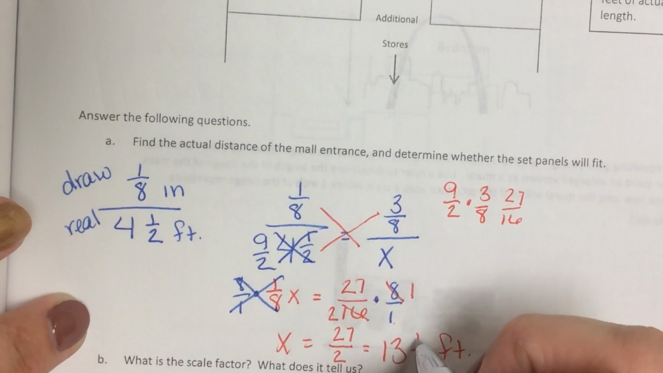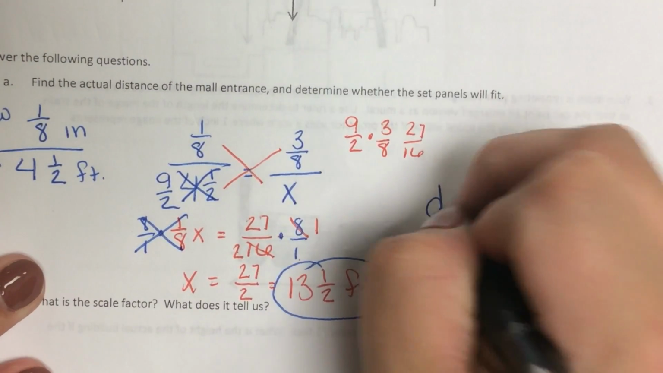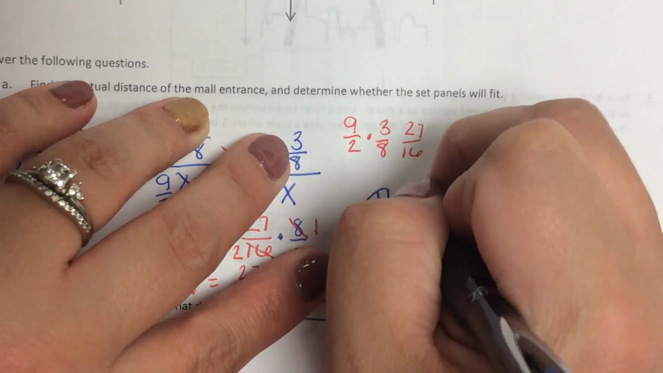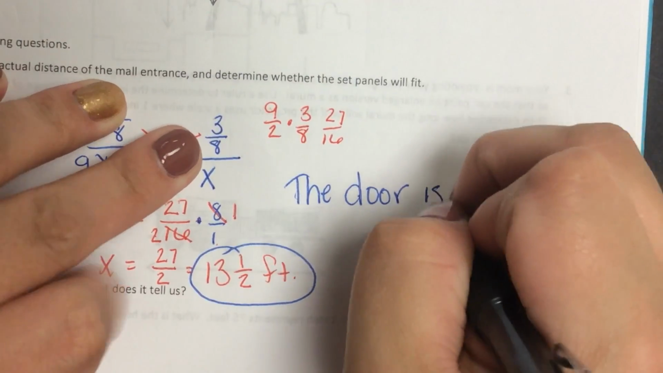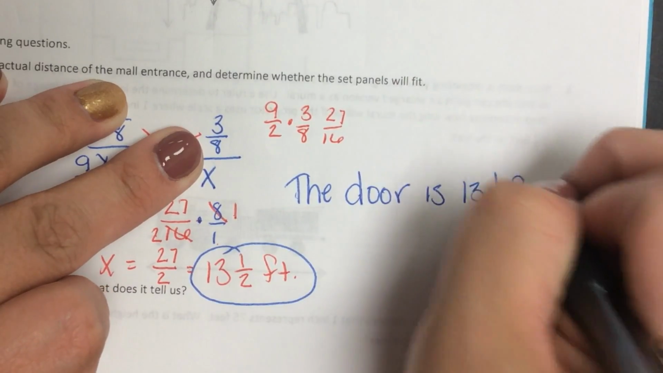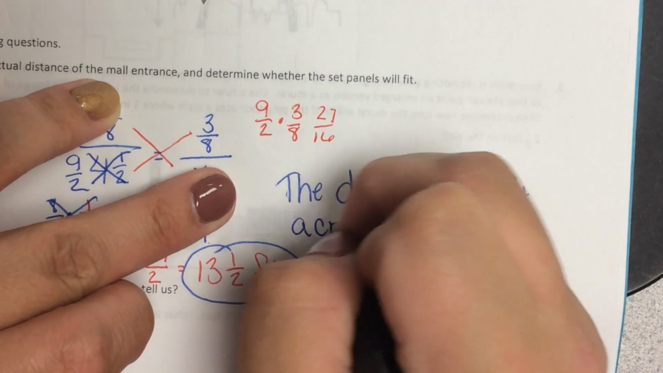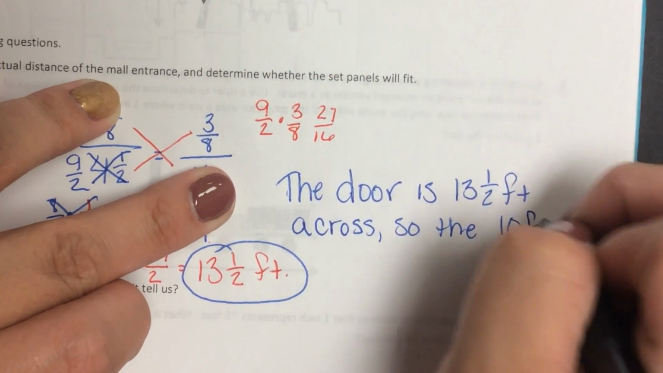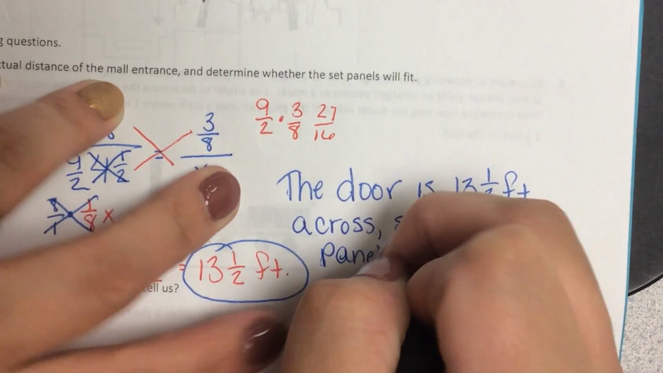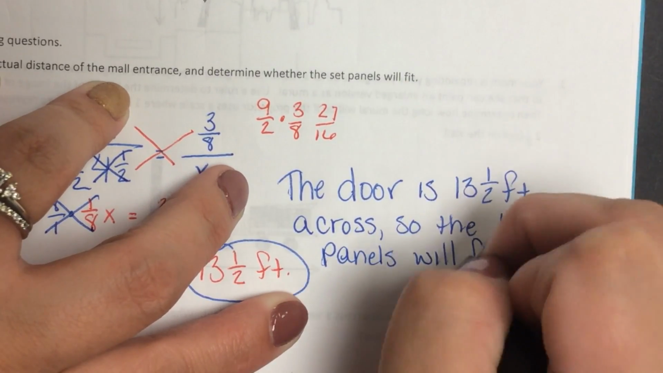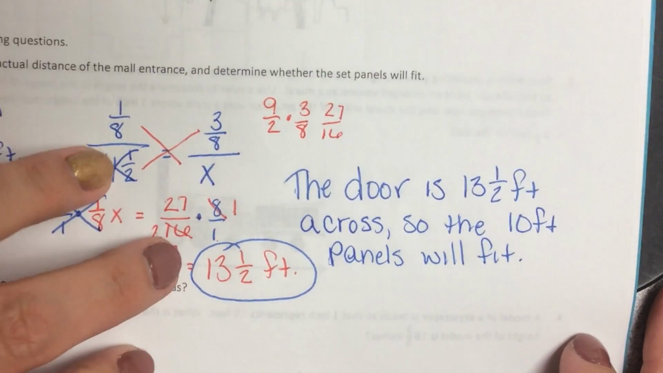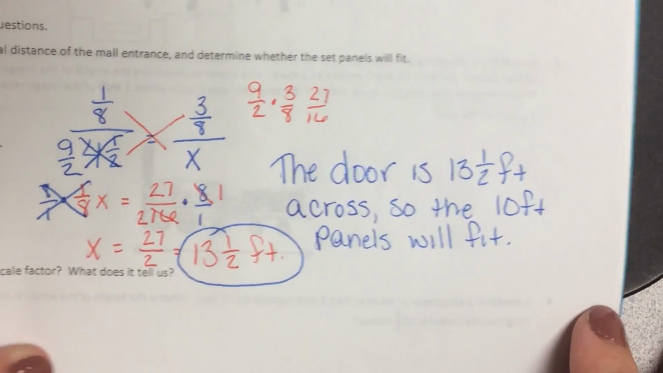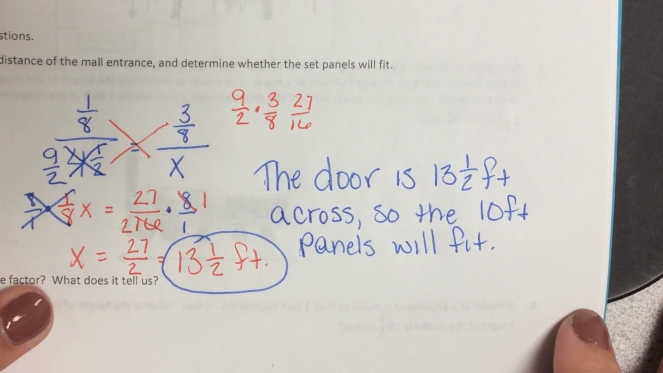So will that be able to fit? Well, the panels are 10 feet by 10 feet, right? We circled that up in here. So if the door is 13.5 feet across, so the 10-foot panels will fit. In fact, they'll have some room to spare. They'll have 3.5 feet extra. That way they don't bang up the edges of their set. That actually worked out pretty good for them.